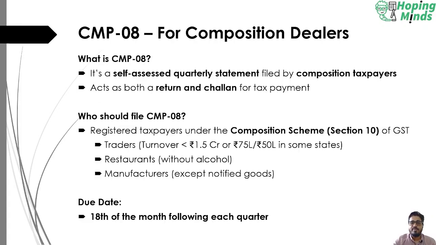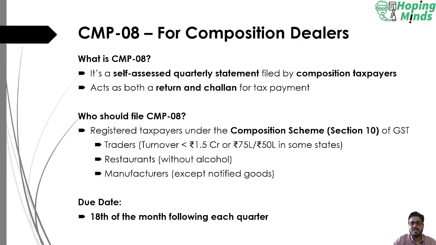Next is CMP08, that is Statement for Composition Dealers. What is CMP08? It is a self-assessed quarterly statement filed by composition taxpayers. It acts as both a return and a challan for tax payment.